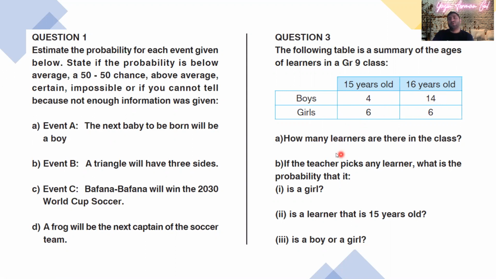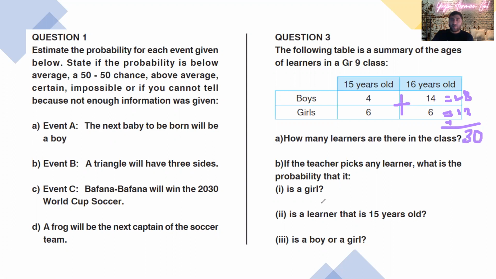Let's look at the question. How many learners are there in the class? So how many learners altogether? How many boys are here? 4 plus 14, 18 boys. How many girls? 6 girls, 15 years old, 6 girls, 16 years old. So altogether, 12 girls. 18 plus 12 will be 30. So we're going to say there are 30 learners. We just basically add them together. This is going to be 18, this is going to be 12. Add them together. 18 plus 12 will be 30.